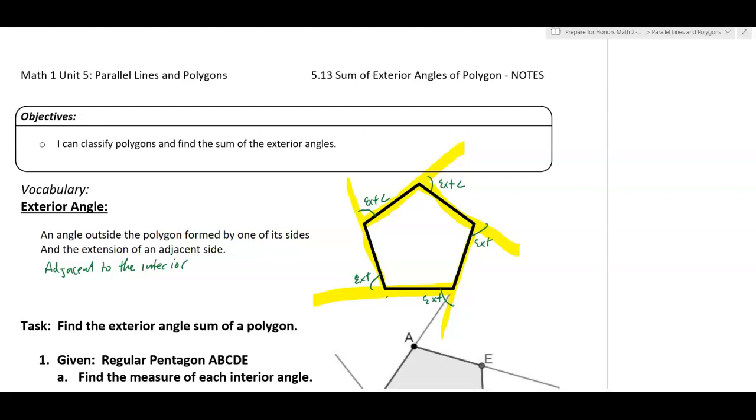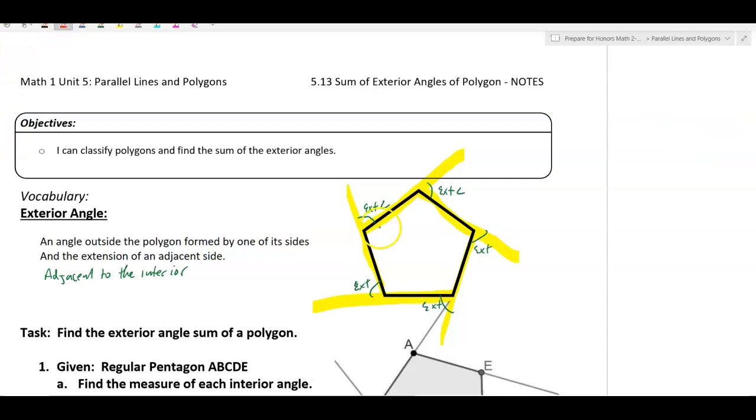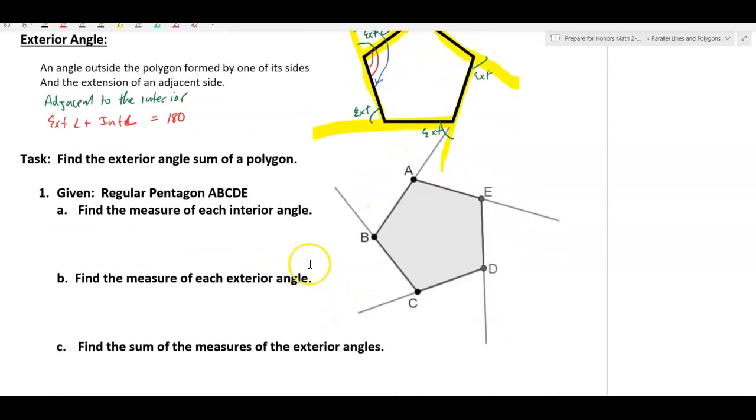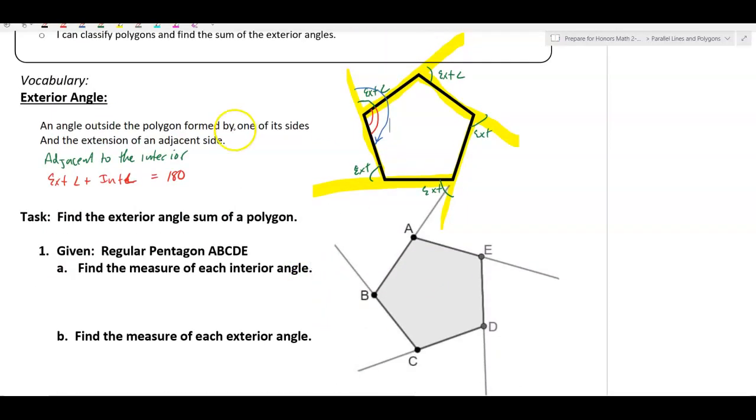Okay. The other thing I want you guys to notice is when you look at the exterior and interior angle, the exterior angle plus the interior angle add up to 180 degrees because they form a linear pair. This can be very important to understand. So an exterior angle is basically an angle outside the polygon formed by one of its sides and the extension of an adjacent side. Okay, so let's take a look at this.